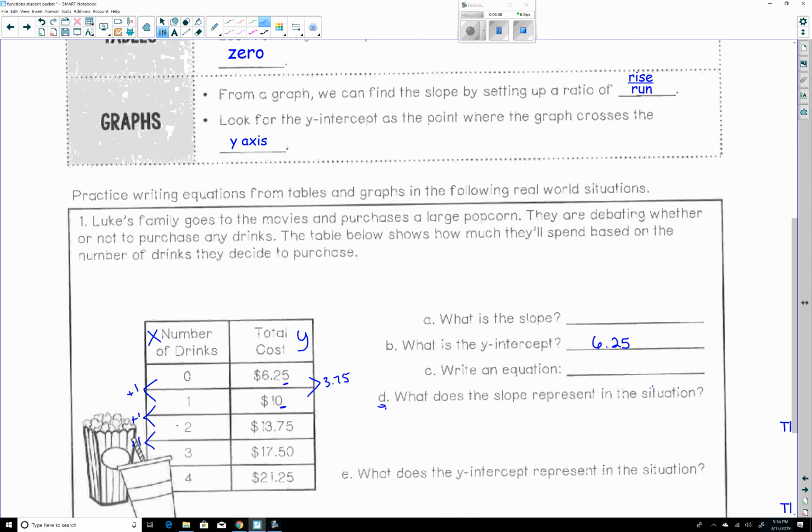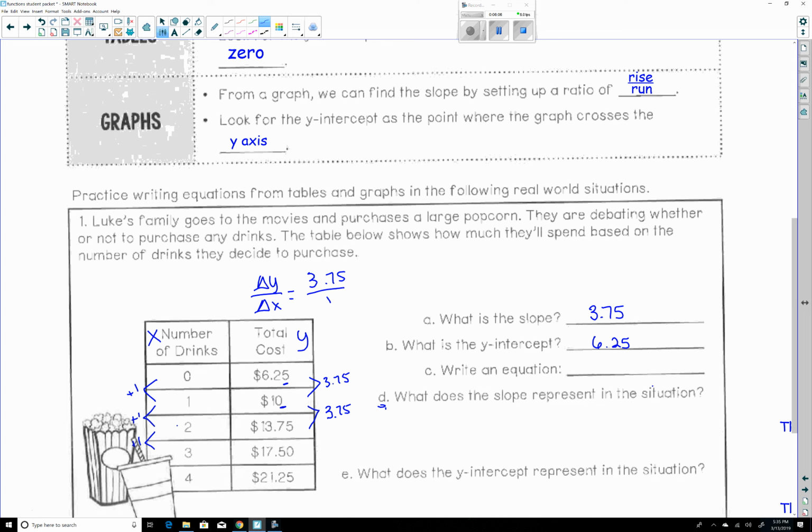Now, it might be a little bit easier to start at this whole number 10 and go up to 13.75: 10, 11, 12, 13. That's our $3 and then 75 cents. So regardless of which points you count between, you're going to count between those points. Our change in y is $3.75, and I'm just going to say delta y over delta x. So I've got 3.75 over 1, or just plain old 3.75. So my slope here is 3.75.